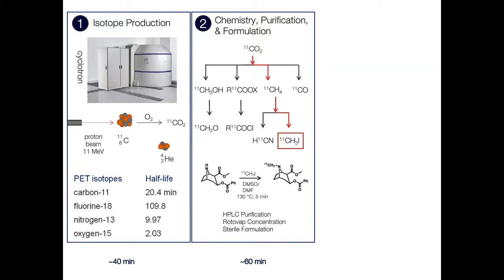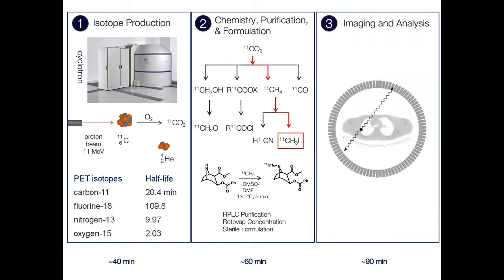And so you want to be producing your final tracer as soon as possible, or as fast as possible, to minimize radiation exposure. But once that's done, you can then start to image and inject the radiotracer into the patient.